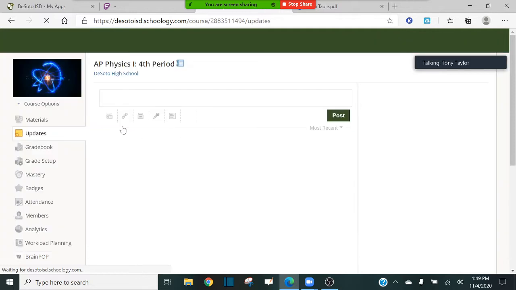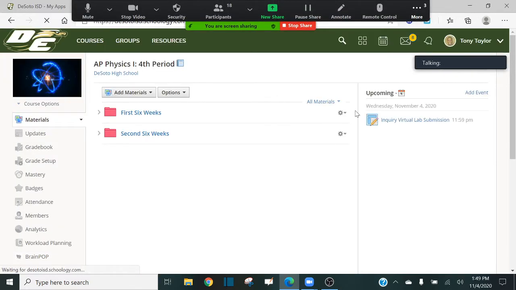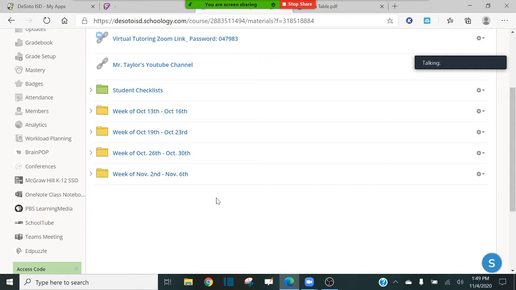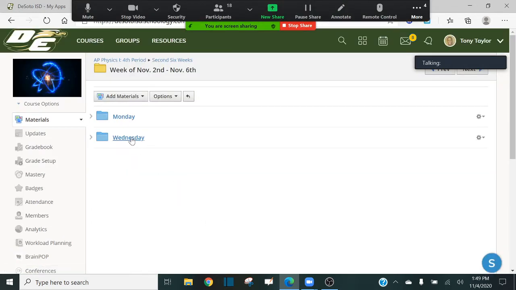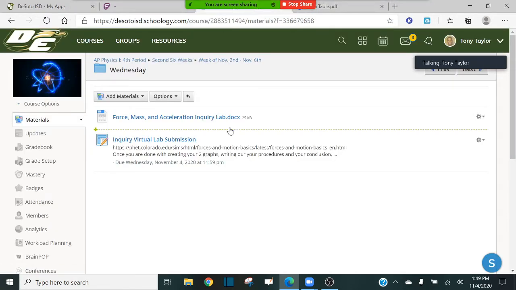Okay, so let me click on the folder for today. Okay, we're in the second 6 weeks. The day is Wednesday. Okay. Now, guys, what do you see here? This is the instructions for the inquiry lab, which deals with force, mass, and acceleration.